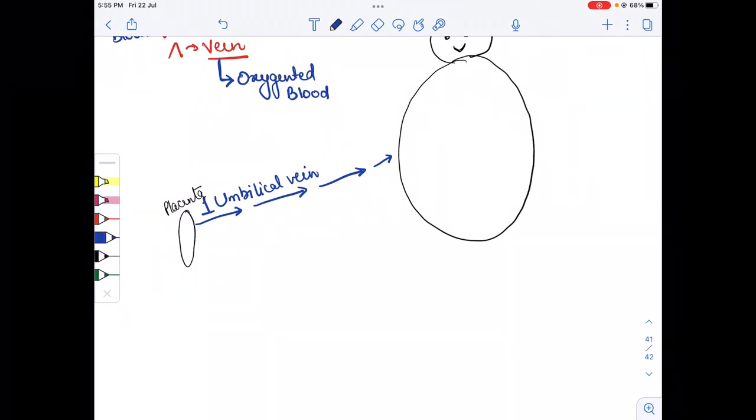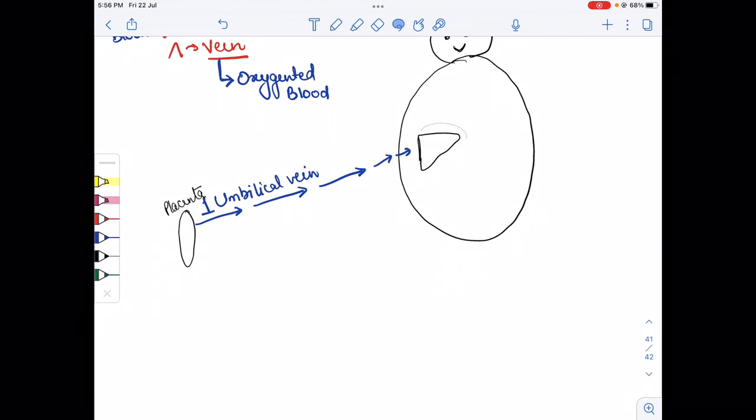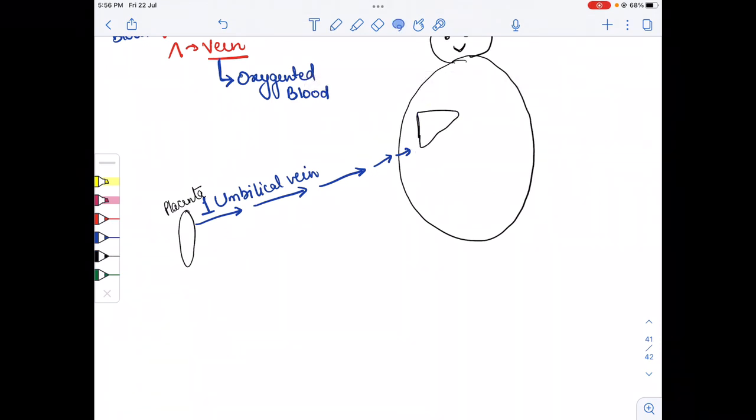As the umbilical vein reaches the fetus, which is the first organ it passes? When the oxygenated blood enters the baby, the first organ it touches is the liver. Please remember, the umbilical vein first touches the liver. So in the liver, how does the umbilical vein reach? I just have to draw this a little above.